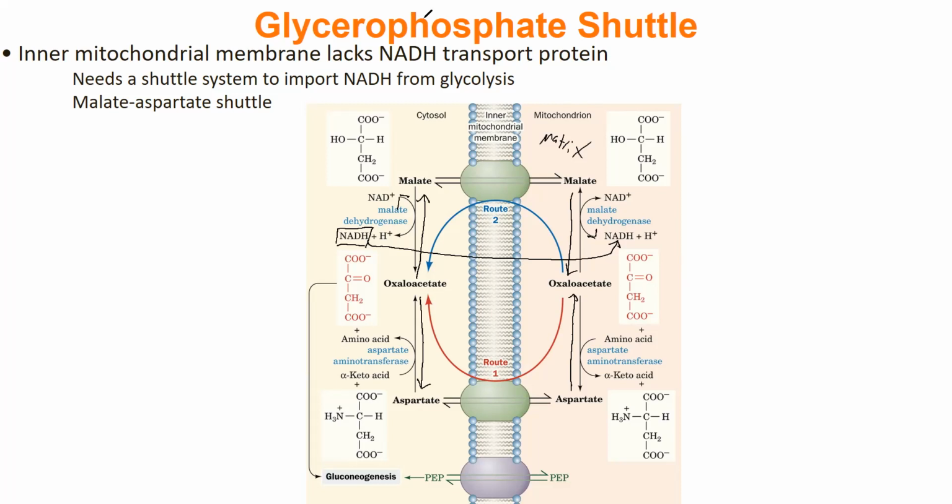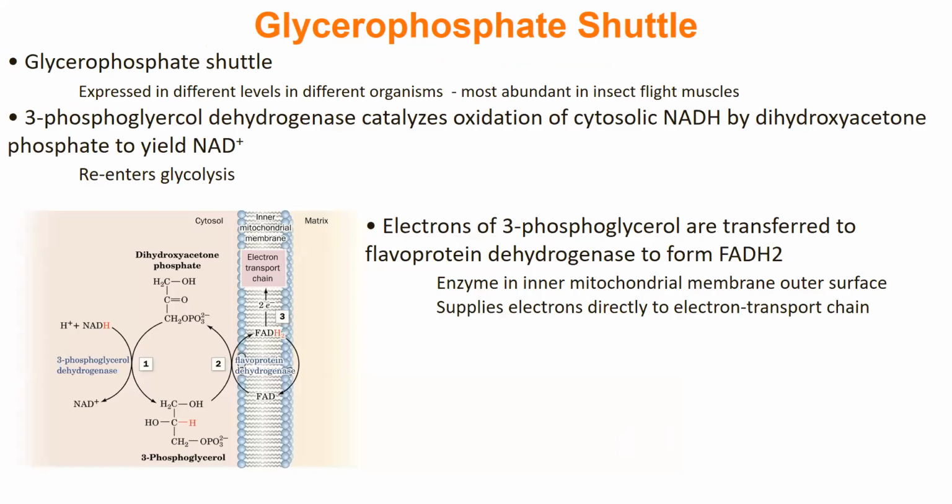So this slide is mislabeled. It's not the glycerophosphate shuttle. The next slide is the glycerophosphate shuttle. The glycerophosphate shuttle is a major way NADH is transported into the mitochondria. And the amount that this shuttle is present in different organisms really is variable. The most it's been found in is insect flight muscles, which makes sense.